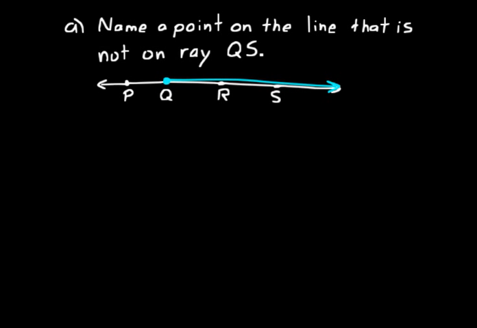So a point on that line that is not on ray QS would be point P, right? It's to the left. R is included on ray QS. So point P is the one that we're trying to figure out. So just keep that in mind when you're talking about a line. It can have 600 different letters labeled as points on that line. You just have to have 2 to define it, and that's all you need to tell what ray you might be talking about that's part of that line, or what line segment you're talking about that's part of that line.